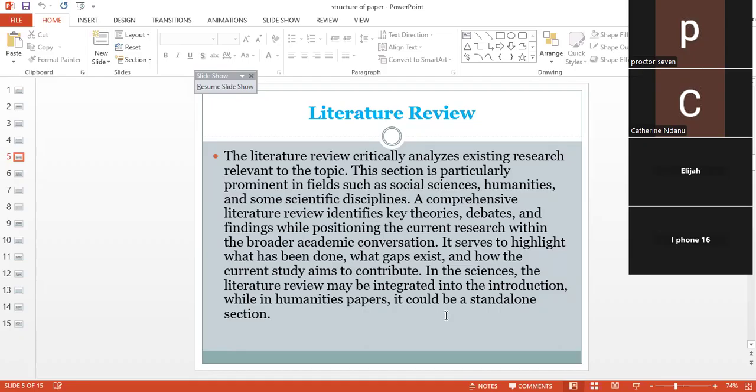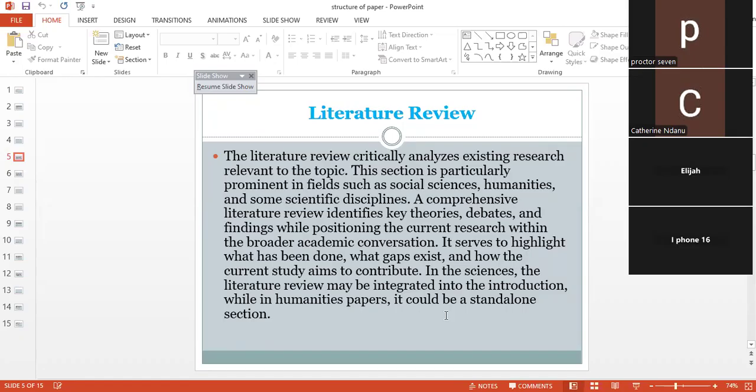And that's what we aim at in academic writing. Is there something new you are adding to the scholarship? Is there something new you are adding to the field of study? Or you are just replicating what others have done? So it's in the literature review that we determine the originality of the study.